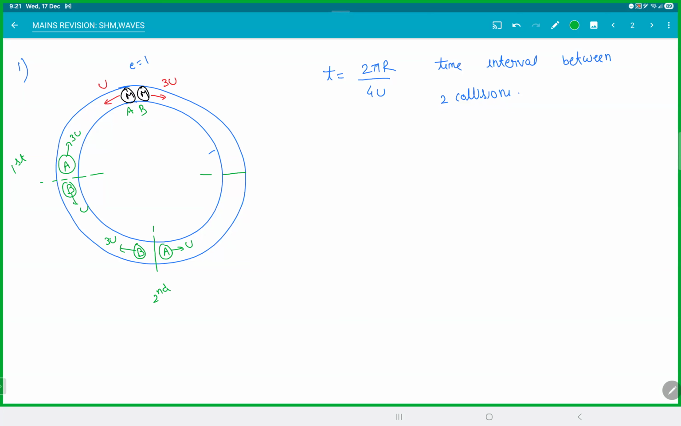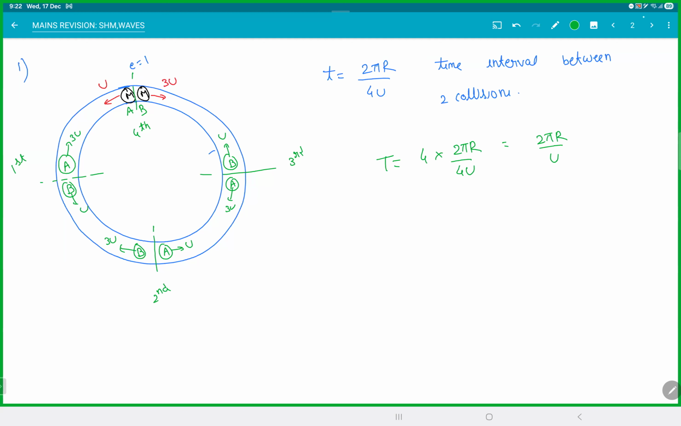Then the third collision will happen here. B will come back here with u and A will be back with 3u. Then the fourth collision will happen here. And then they'll repeat. Therefore, the time period will be 4 times 2πr by 4u. Is that clear, everyone? It takes 4 collisions for the balls to come back to the same position in the same way. That is the meaning of a time period, isn't it? The motion should repeat itself.